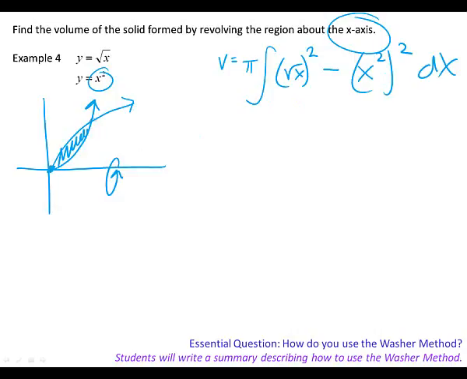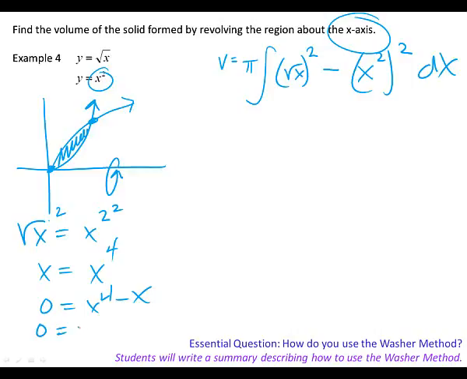How am I going to get where they cross? Set them equal to each other. There are some very basic steps that we've been doing over and over, okay? You got to get used to that. All right, how do we undo the square root? Square it. So we get x equals x to the 4th. So 0 equals x to the 4th minus x, right? What can I factor out? X.